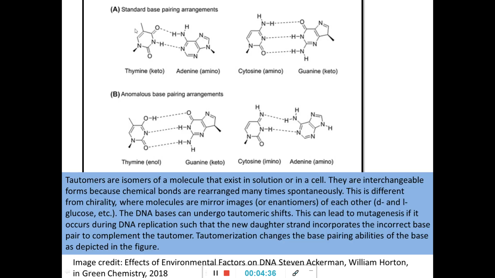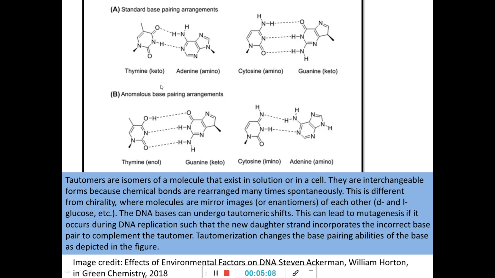This is the standard base pairing arrangement. You have here thymine, which is in the keto form, and adenine, which is in the amino form. So adenine and thymine have hydrogen bonding here. You can see the hydrogen bonding here. And cytosine and guanine, one is in the amino form and the other one is in the keto form. So guanine and cytosine are pairing, and in this case adenine and thymine are pairing. This is the standard base pairing rule.